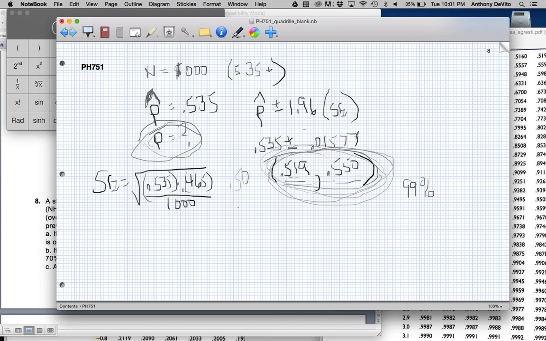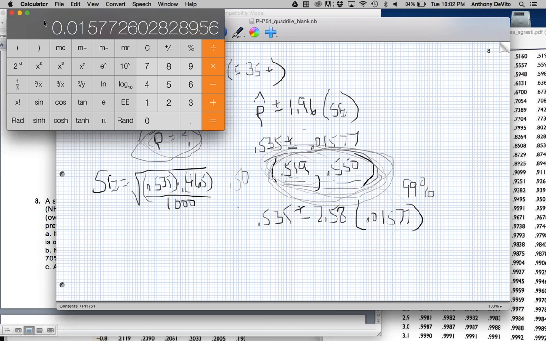Well, in order to be 99% sure, we would have to go 0.535 plus or minus, and instead of 1.96, we would have to use 2.58 times our standard error, 0.01577. Now this is going to be a bigger margin of error, so we're going to subtract and add more than we did here. So this number is going to be a smaller number, and this number is going to be a bigger number. Maybe this number is going to fall below 50%. If it does, we're no longer 99%. We won't be 99% certain that he's going to win the election, right?